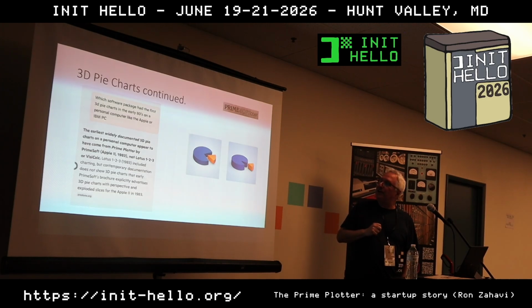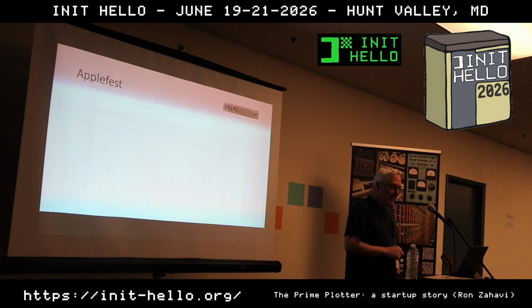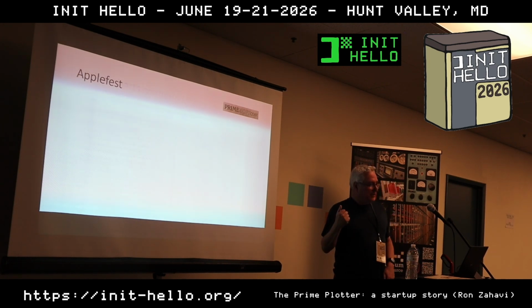So it makes our software sort of obsolete. But it is interesting to see 40 years of development and where we are today with those sorts of capabilities. Maybe they used my code. Probably not. So next, I want to talk a little bit about AppleFest.